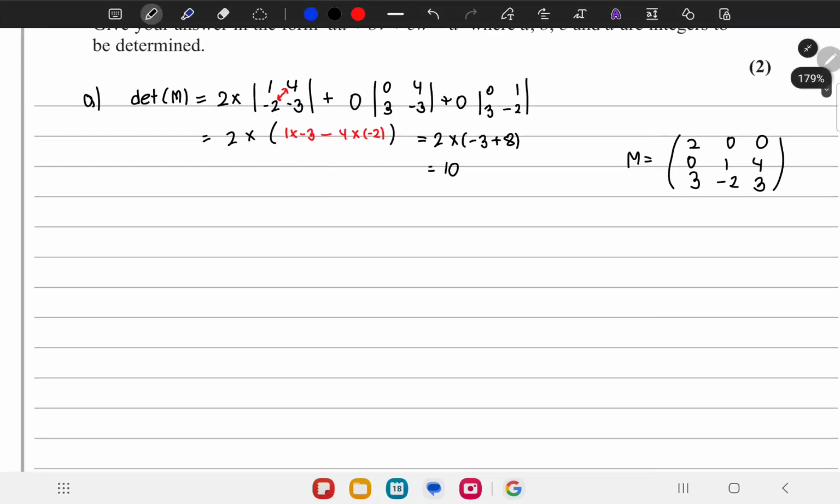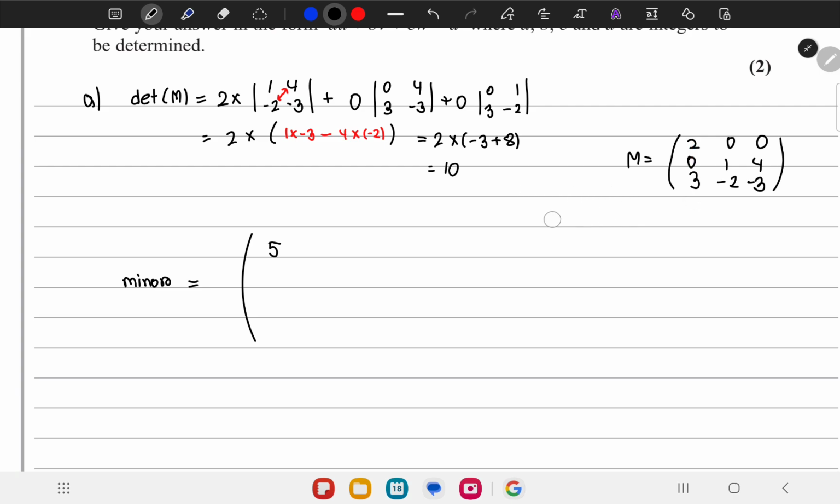Now I want to find the minor matrix of M. So the minor would be, for 1, 1, we'll have the determinant of this, which is 5. It's just 1 times 3. Wait, it's minus 3. So 1 times minus 3 minus 4 into minus 2. This is minus 3 plus 8, which is 5. We have already done this. That's for 1, 1.